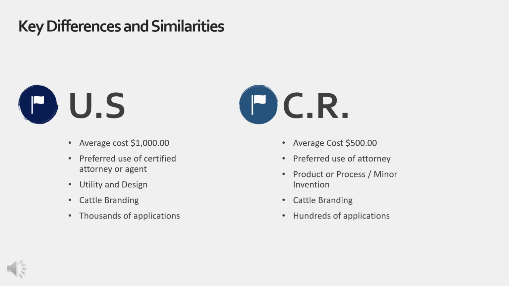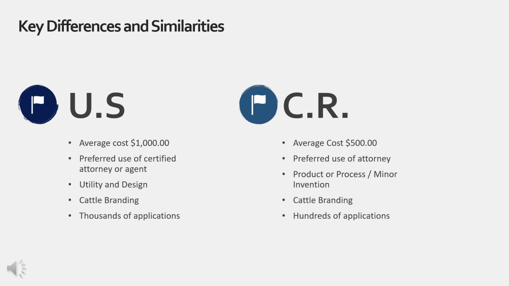There are some key differences and similarities that exist between the U.S. and Costa Rica. One major difference is that, without attorney fees, the cost of patent application in the U.S. is well over $1,000, while Costa Rica's comes in at around $500. Another interesting difference is that Costa Rica holds cattle branding under trademarks in the National Registry, while in contrast, the U.S. has similar provisions but delegates it to the state legislative authority.